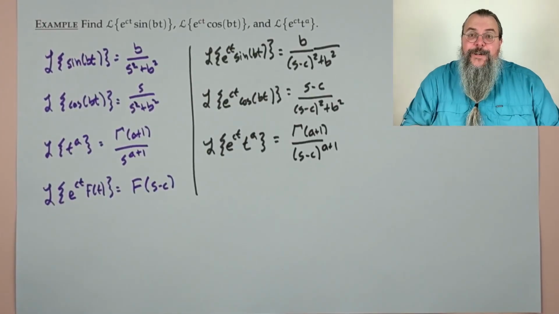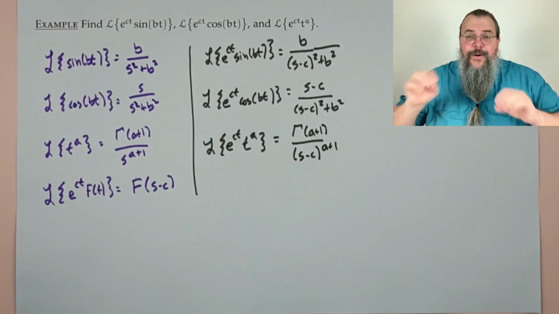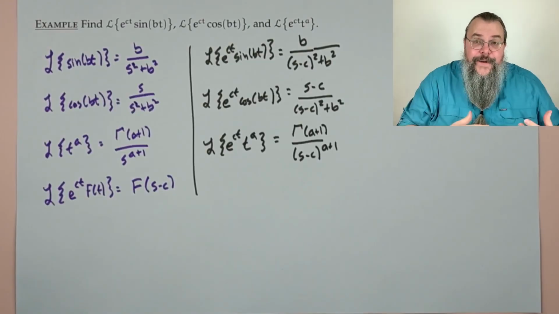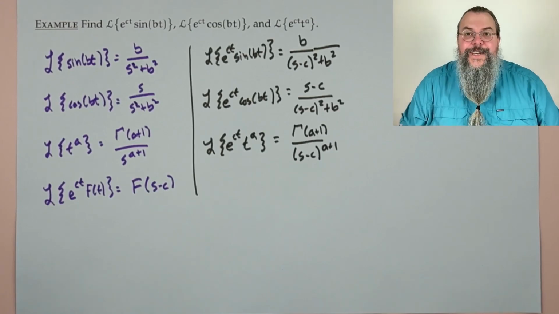It's nice to have our table, because the better our table is, the quicker we can do things. It's always nice to be able to say, oh, I can combine a few facts on the table and done. I don't have to use the definition. And in general, it's good to avoid the definition if you can.